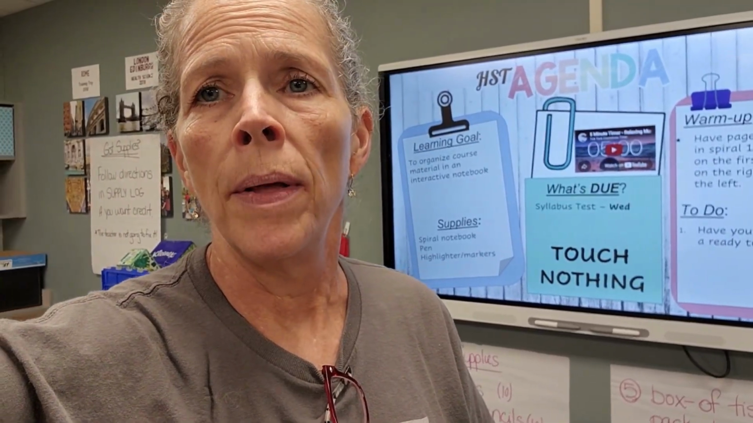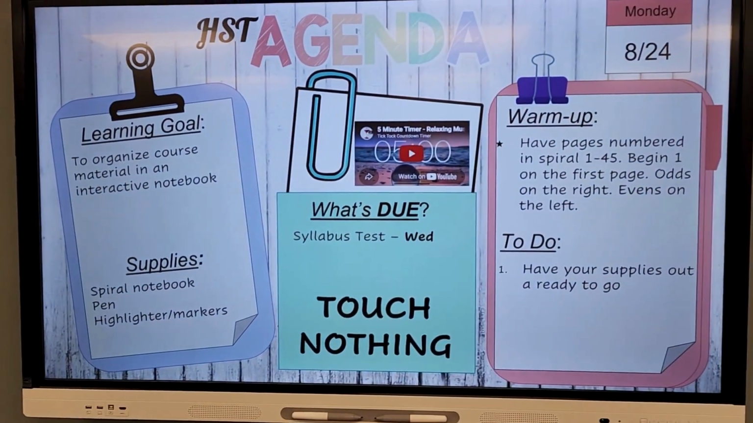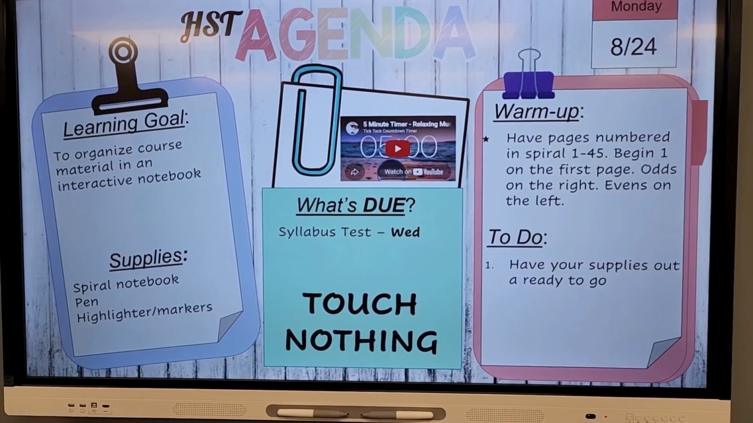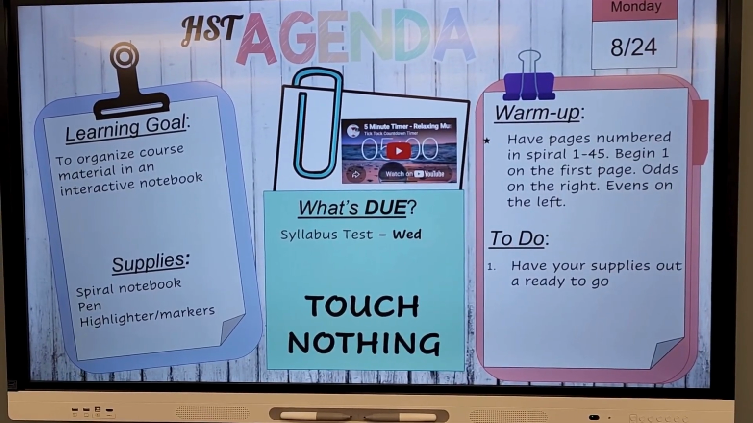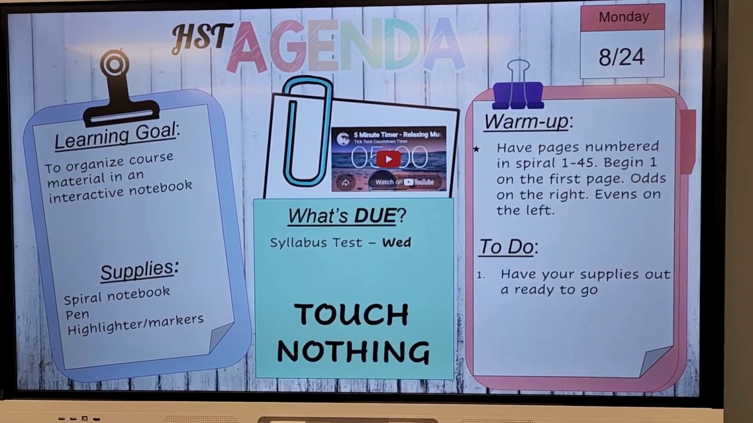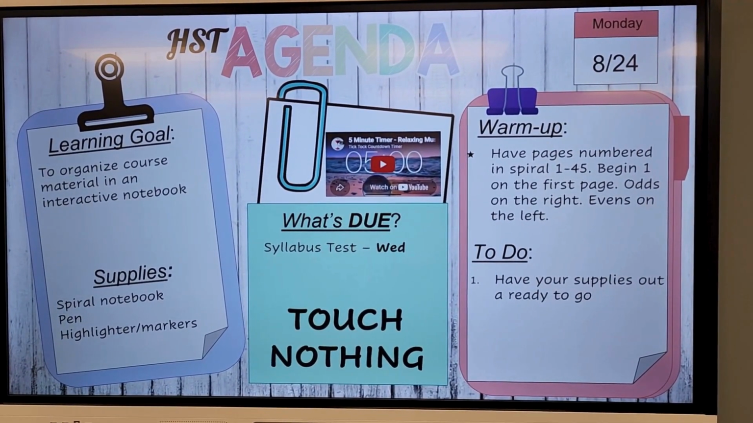Good morning, Health Science. Today is setup day for interactive notebooks. So first up, when the students come in, there is a slide on the board. I've got a 5-minute timer, and in the warm-up it says have pages numbered in spiral 1 to 45, begin. 1 on the first page, odds on the right, evens are on the left.